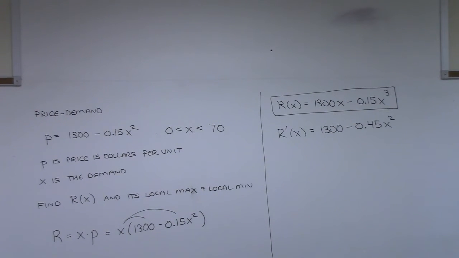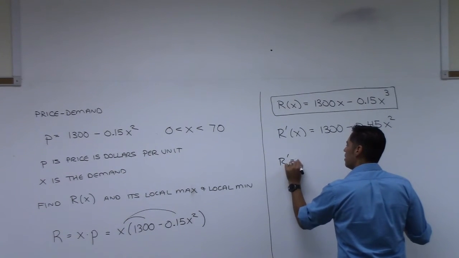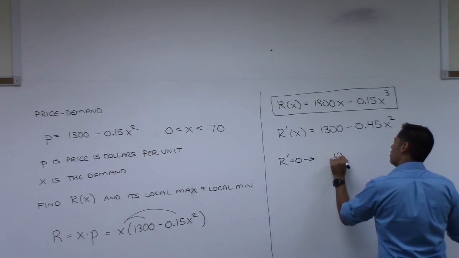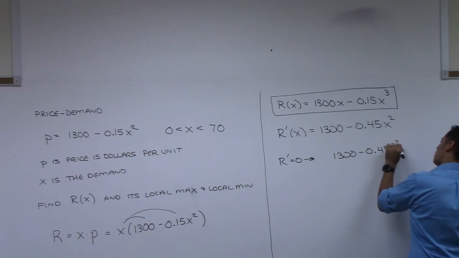Sure? Okay, now, what do you do after you take the derivative? Set it to 0. So now take my derivative, set it to 0, which means I want to take 1,300 minus 0.45x squared, set it equal to 0.